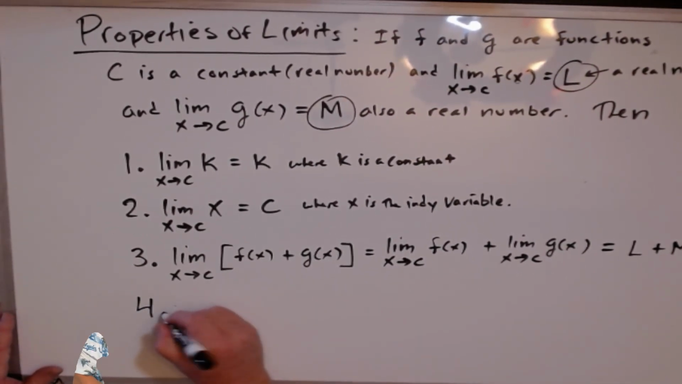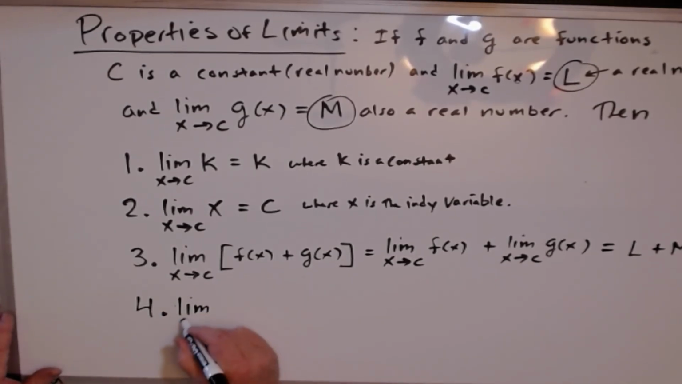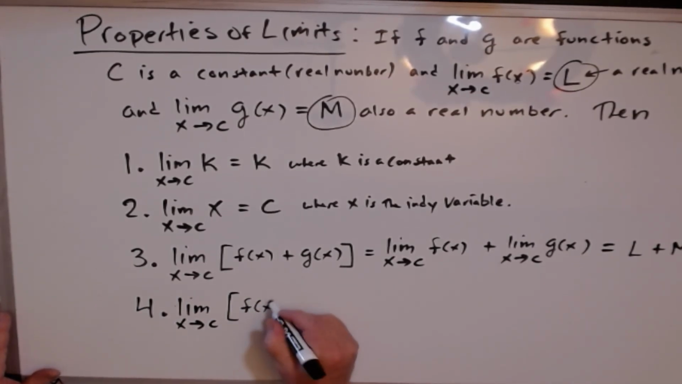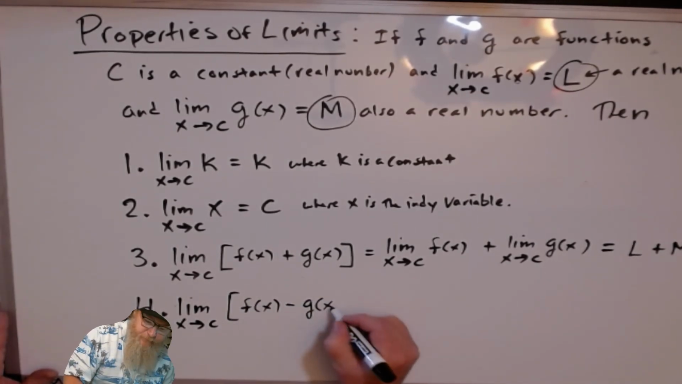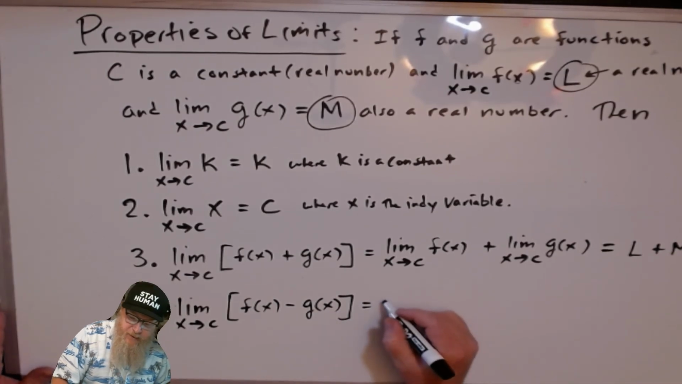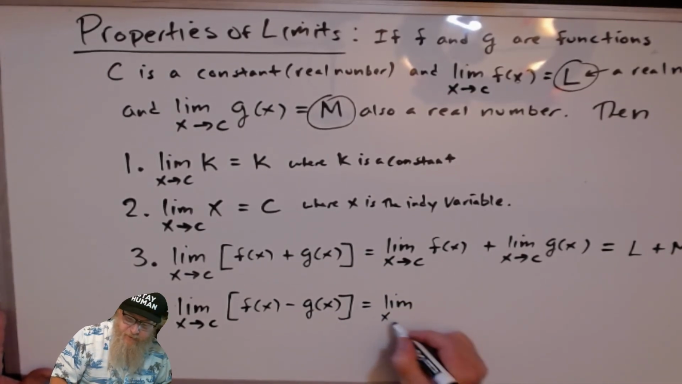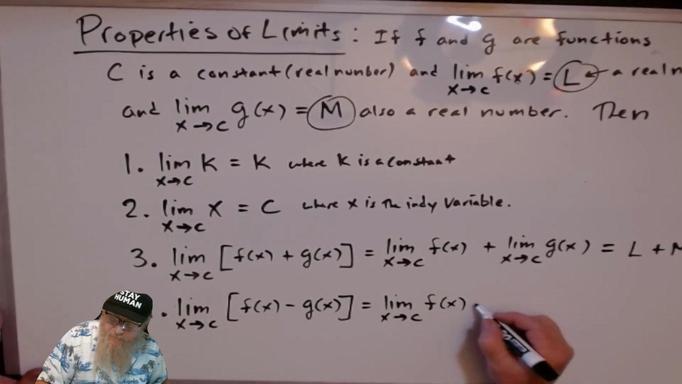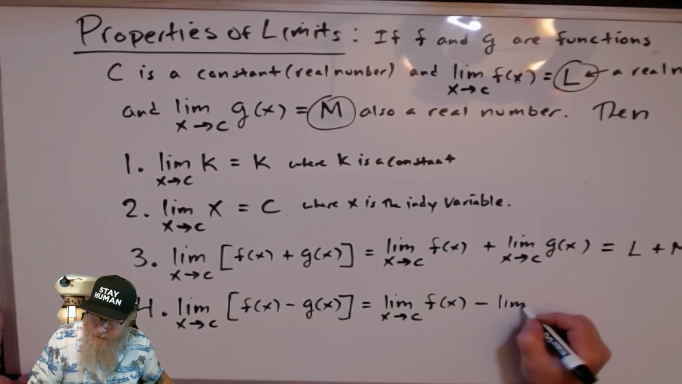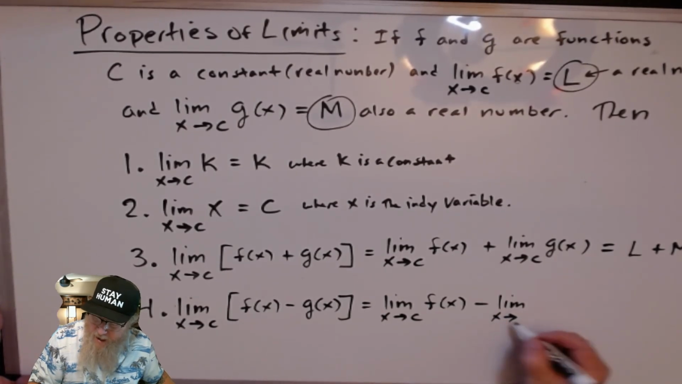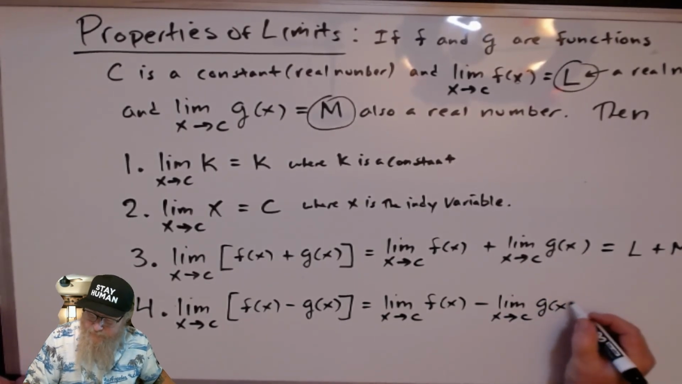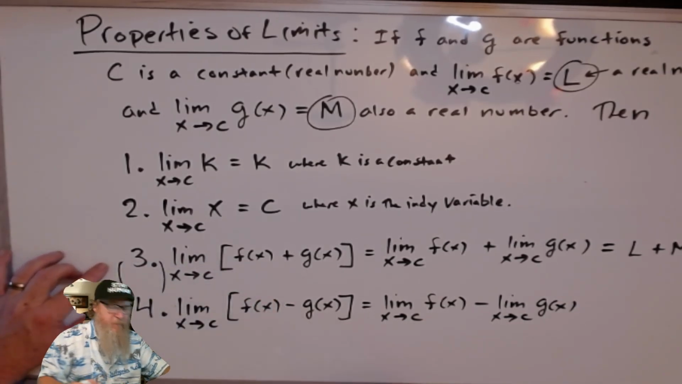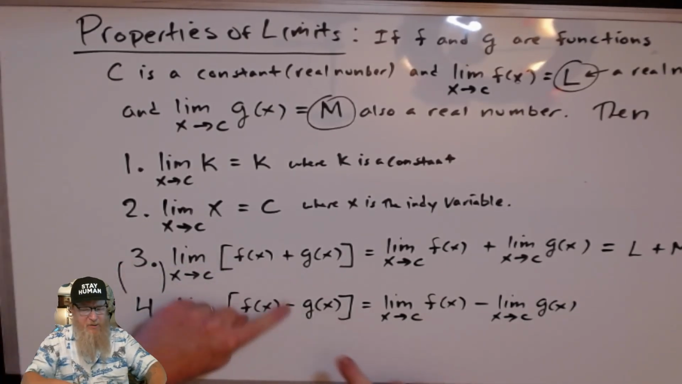Fourth property, well, it's very similar. The limit of the difference is equal to the difference of the limits. When I was in college and I was trying to save paper or save writing, I would combine 3 and 4 together and just say plus or minus.